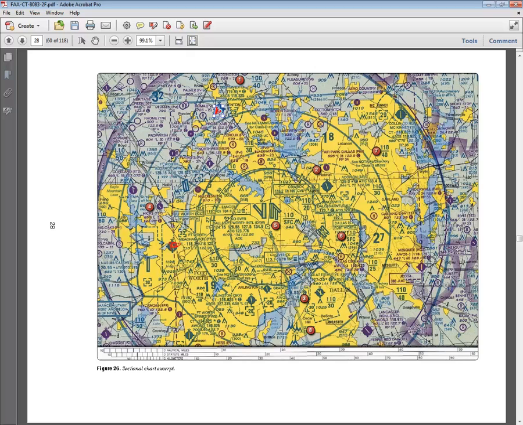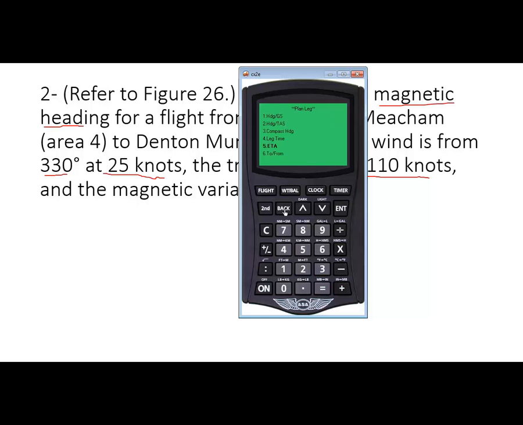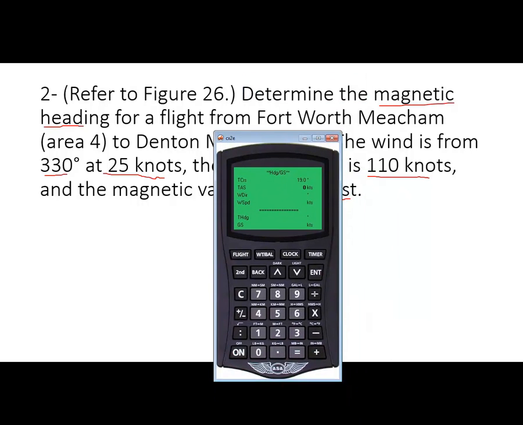So now what we can do is pull back out our CX2, and on the heading and ground speed menu we can type that in there. We have our 19 degrees as our true course. True airspeed in the question said we'll be traveling at 110 knots, so we'll put that in there. Wind direction from the question is 330 and 25 knots. So when you do that, you find out that you have a true heading of 9.1 degrees.